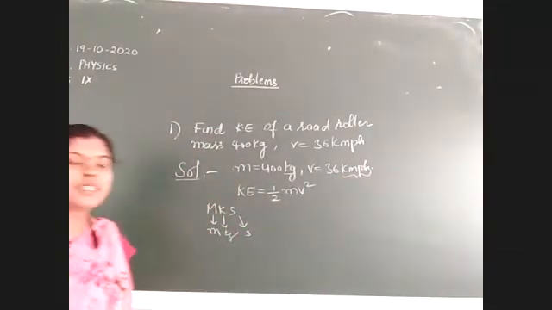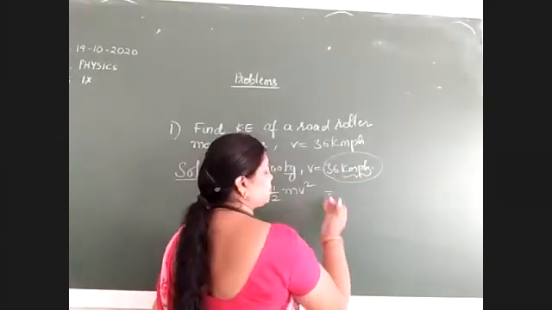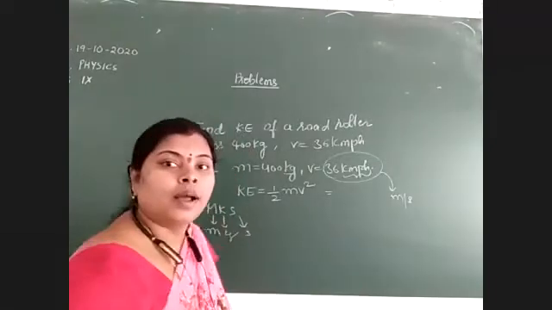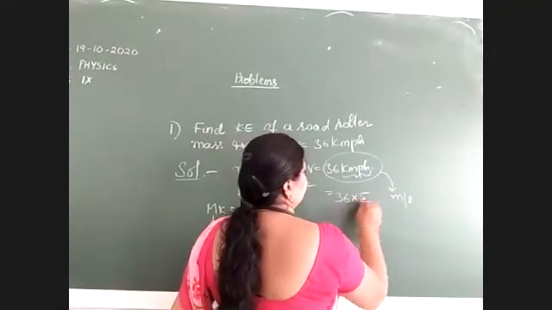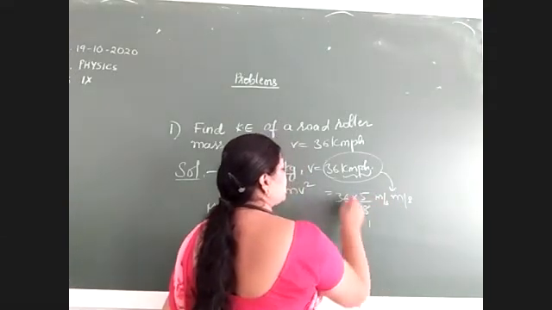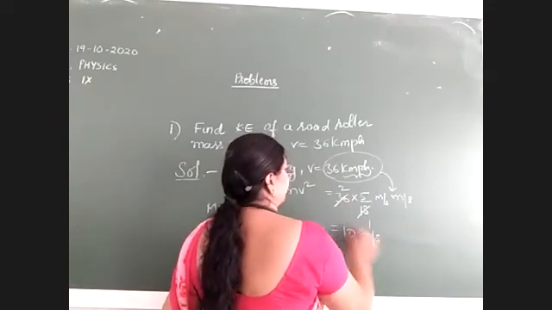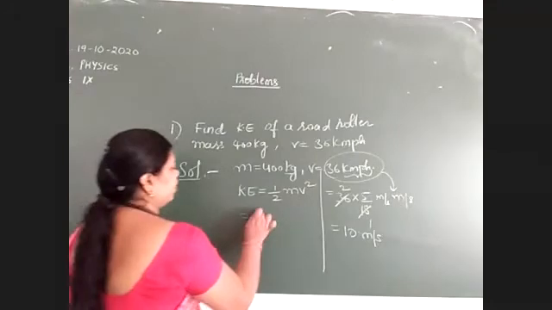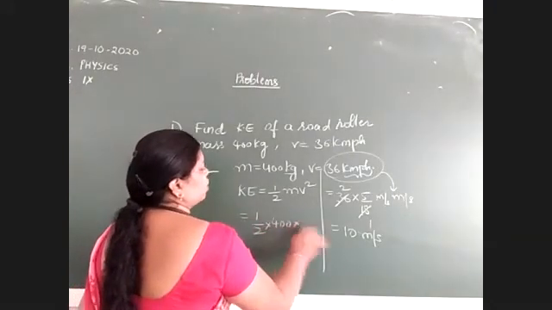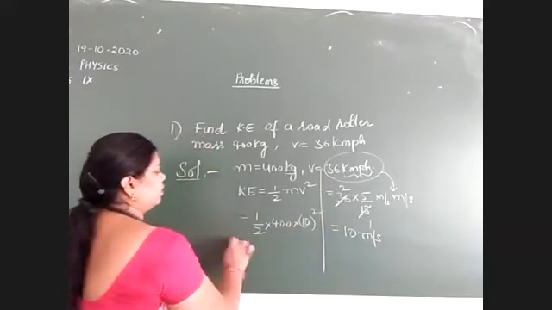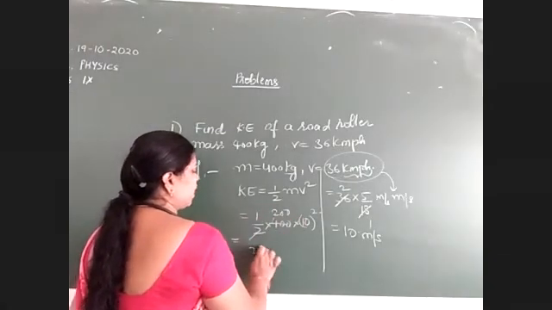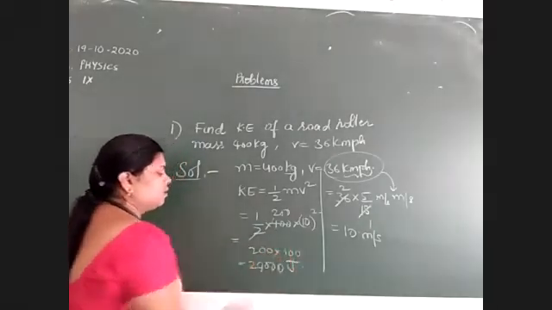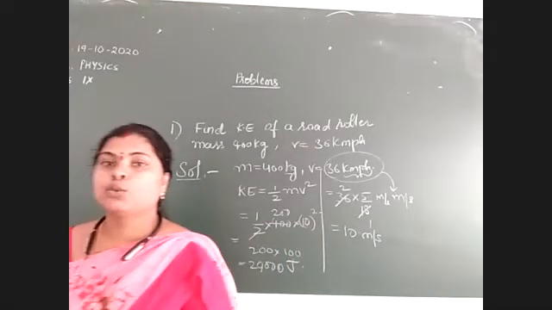I want it in meters. So I need to express this 36 kilometers per hour into meter per second. In order to convert 36 kilometer per hour, 36 into 5 by 18 meter per second. Okay, 18 ones, 18 twos. So your velocity is 10 meter per second. Now you substitute the values. Half, mass is 400, velocity is 10, v square, so 10 square. 2 ones are 2, so 200 into 10 square is 100. So your answer is 20,000 joules.